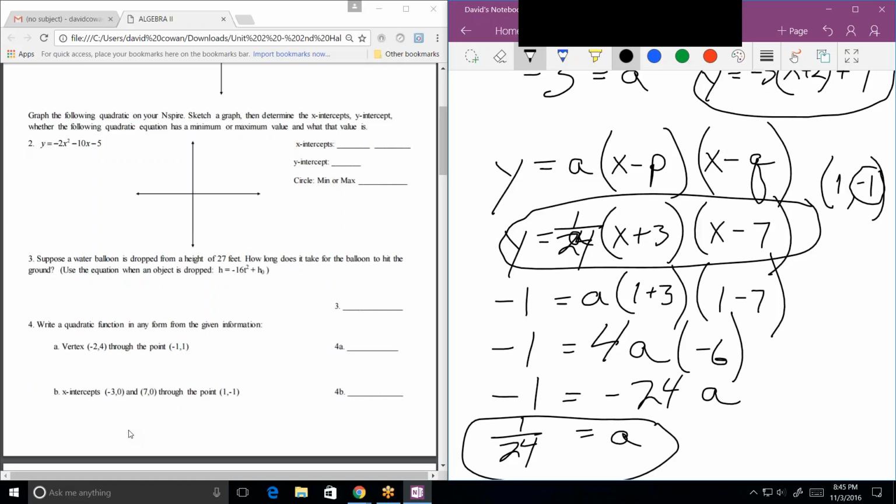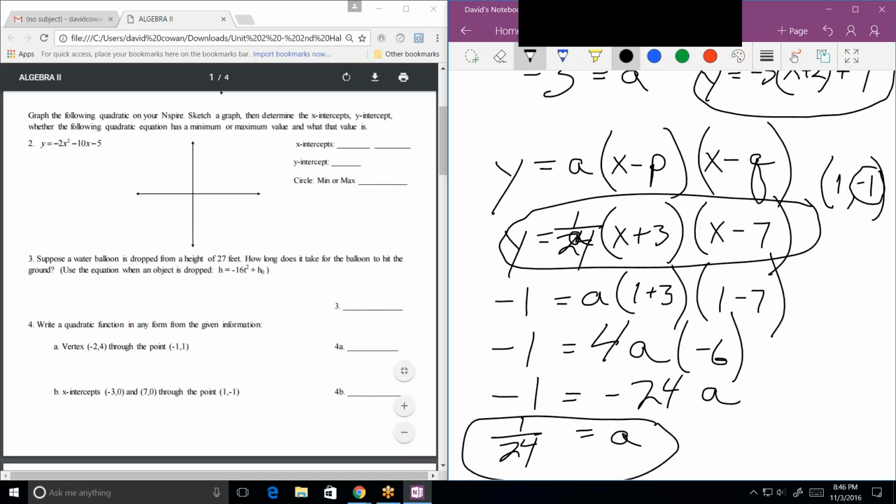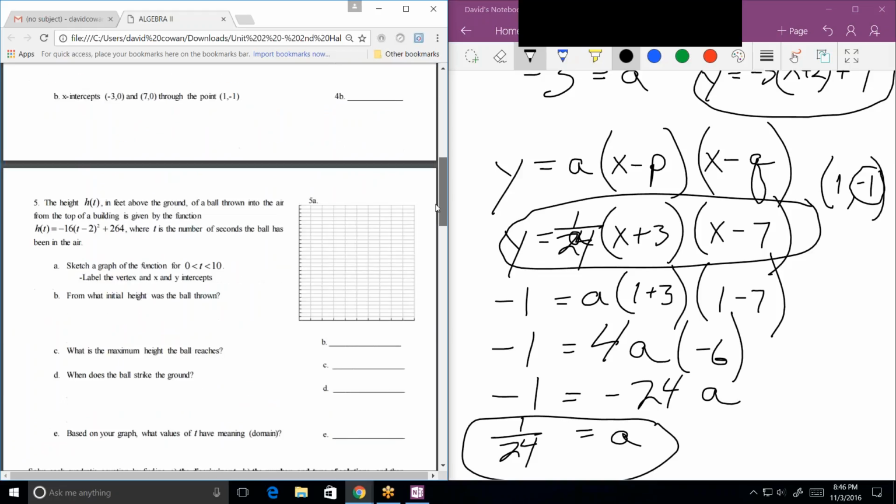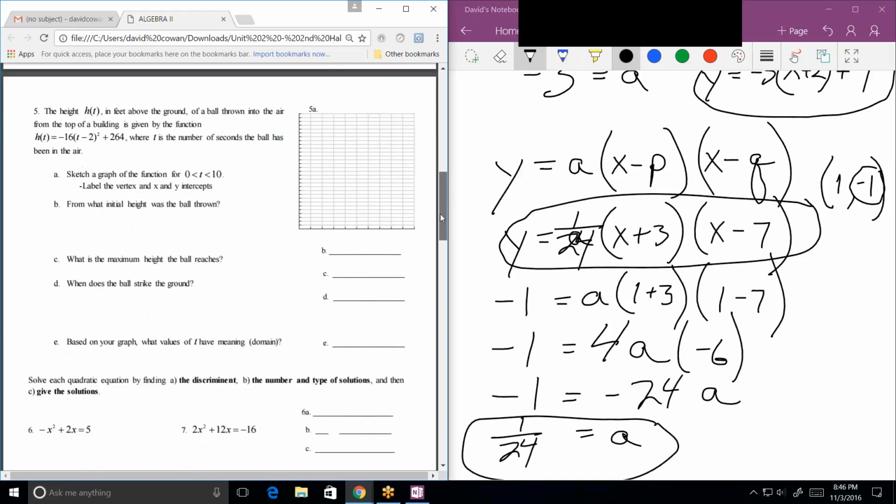And that's a bit of a trick. Oh, we got more problems here, don't we? I thought we were done. Okay, so let's look at 5.